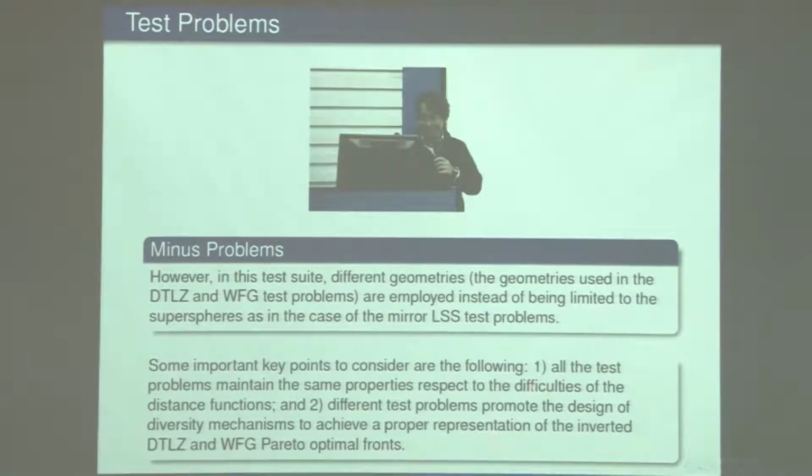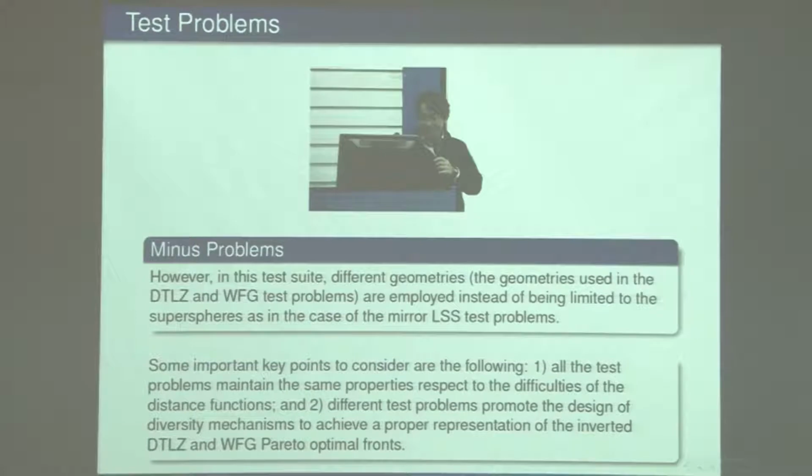So in this test suite, different geometries are adopted instead of just being limited to superspheres, as in the case of Michael Emmerich's proposal. And some important points to consider are, first, that all the test problems maintain the same properties, which is what I already mentioned, with respect to the difficulties of the distance functions. And second, different test problems promote the design of diversity mechanisms to achieve a proper representation of the inverted Pareto optimal fronts.